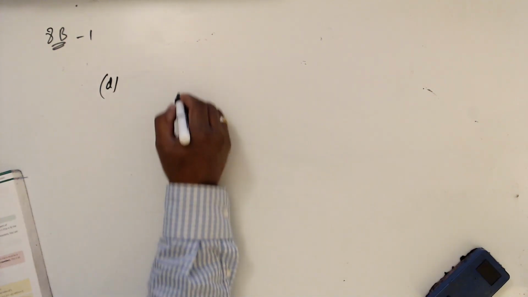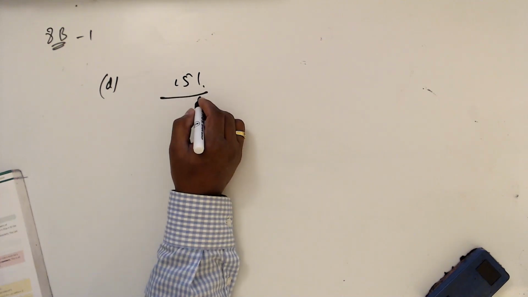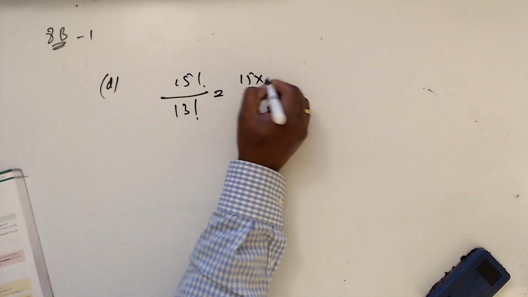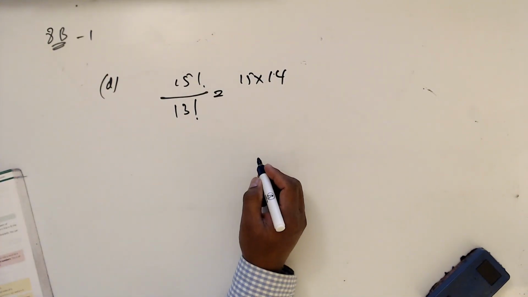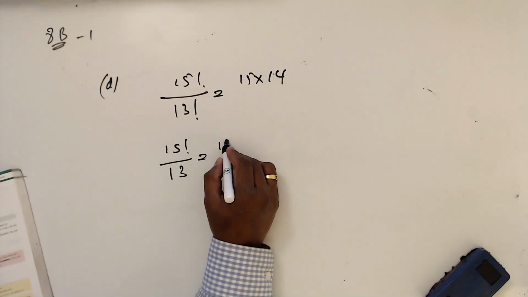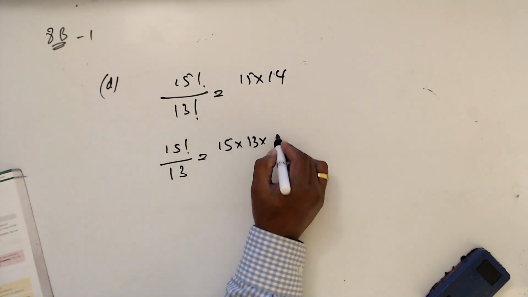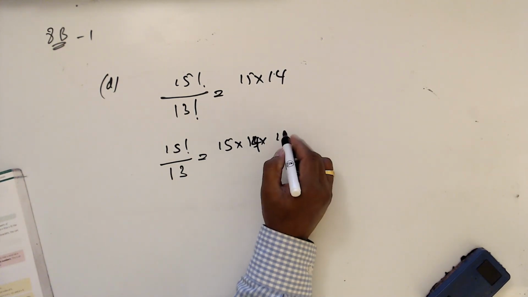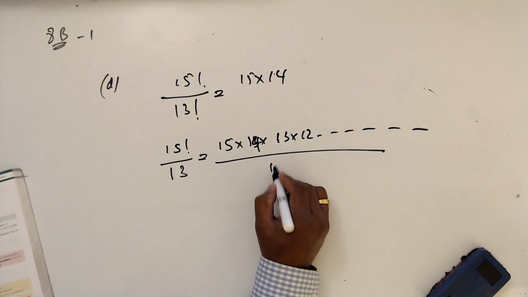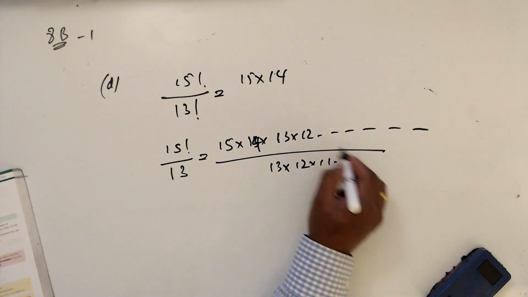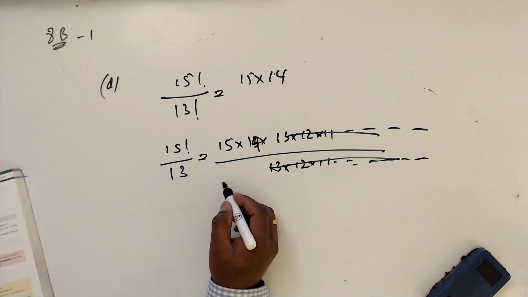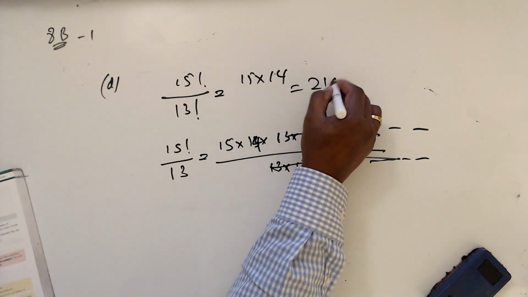Part D. Factorial 15 divided by factorial 13. So the answer is 15 times 14. Factorial 15 over factorial 13: 15, 14, 13, 12, like that. In here, 13, 12, 11, like that. So this is cancelled out. 15 times 14, which is 210.